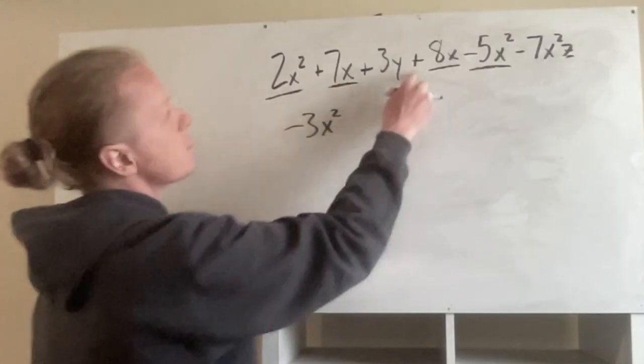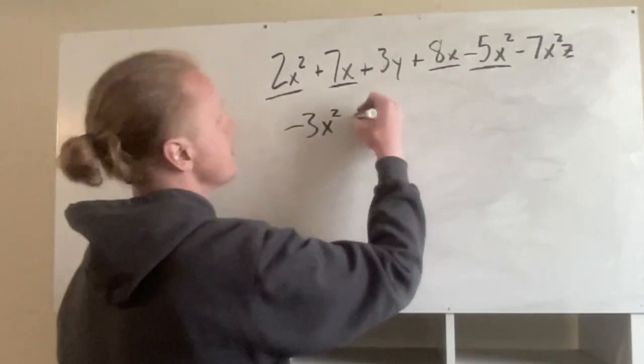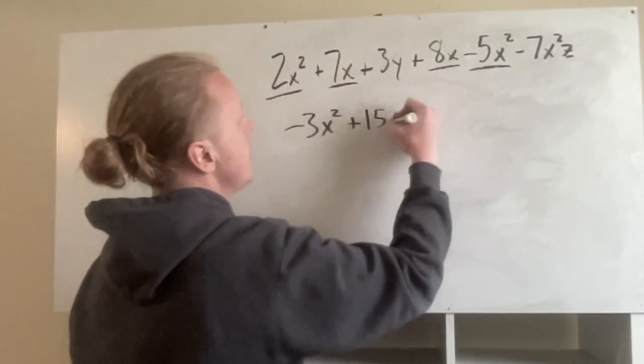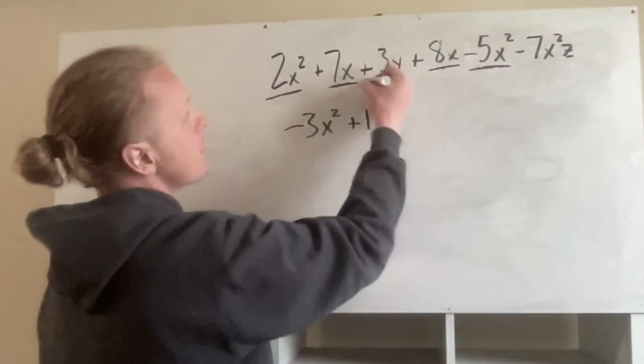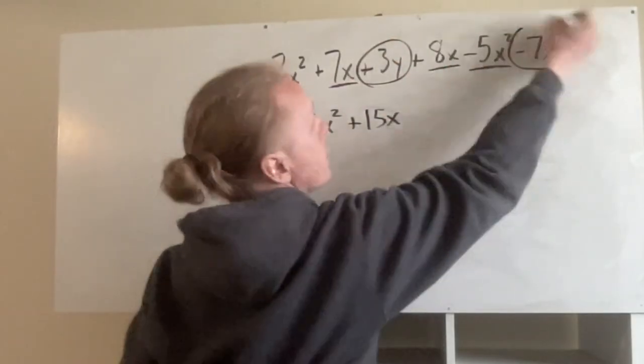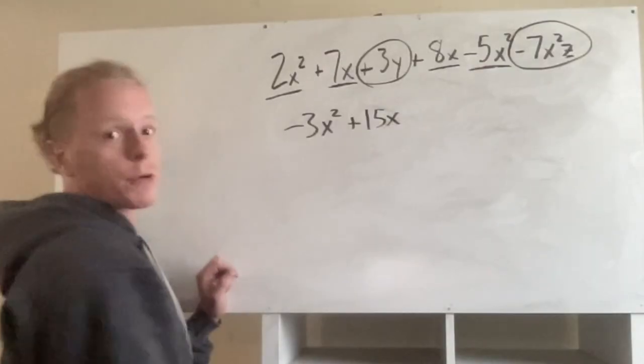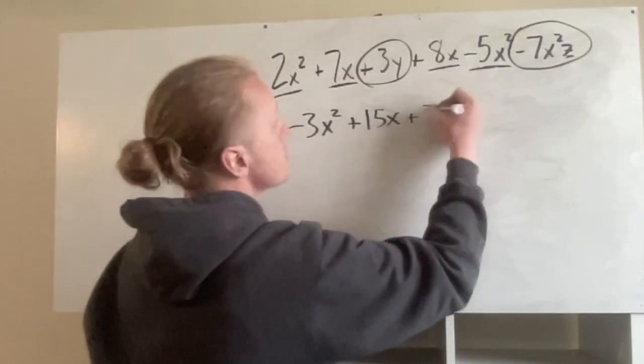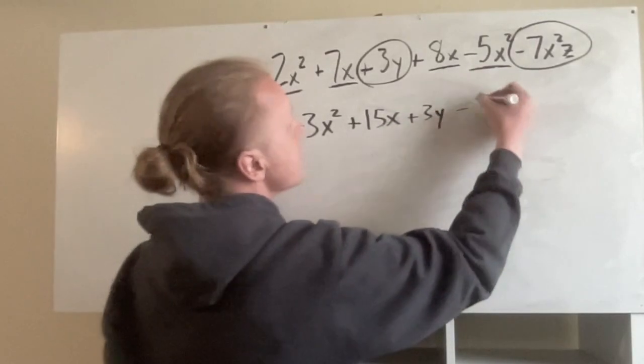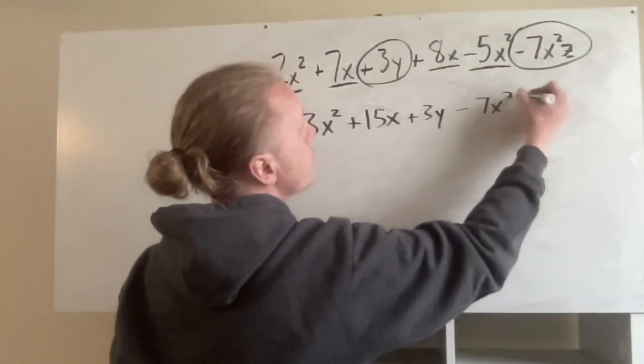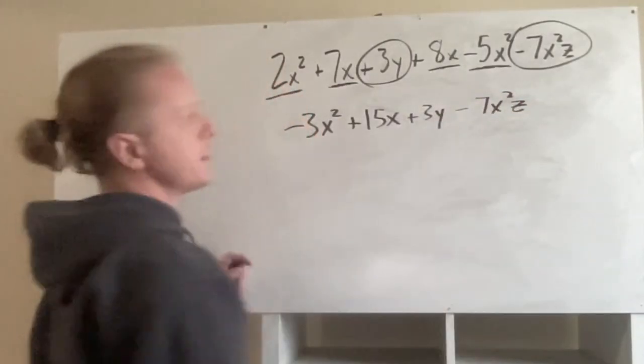Positive 7x plus 8x, that's 15, so plus 15x. And then these other two terms, I'll just copy them down because there was nothing I could do with them, right? There were no like terms. So plus 3y minus 7x squared z.